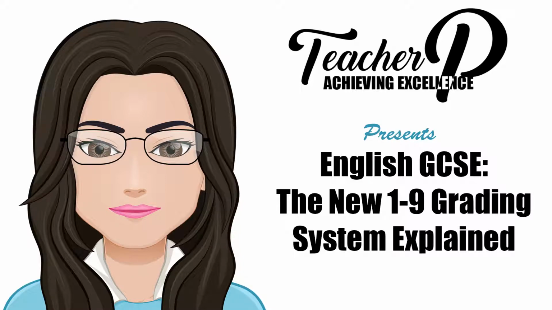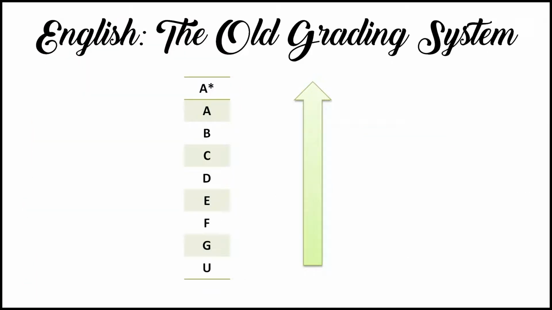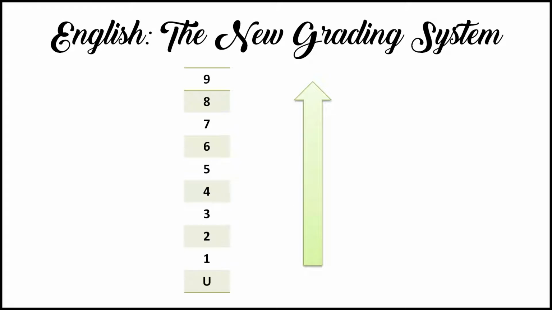In today's video we will be looking at the new numerical grading system. For a number of years, GCSE examinations have been graded using letters A star to G, A star being the highest and G being the lowest, with U or unclassified being awarded to those students who fail. This new system is now being changed to numerical grades.